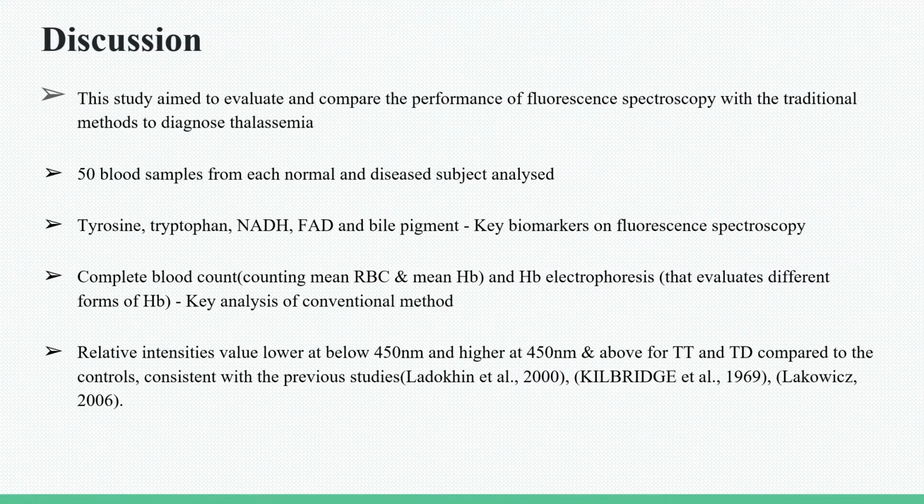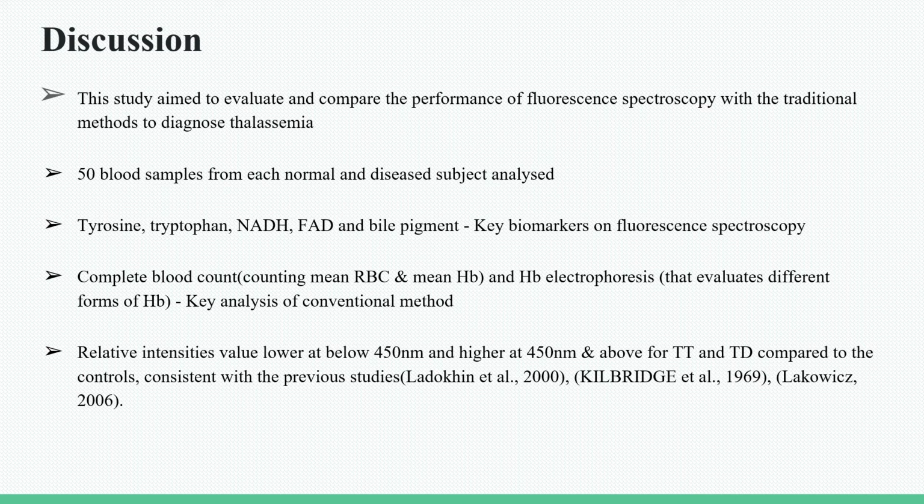This prospective study aimed to evaluate and compare the performance of fluorescence spectroscopy with the traditional methods like automated hematological analyzer and hemoglobin electrophoresis to diagnose thalassemia by analyzing 50 blood samples from each normal and diseased subject.